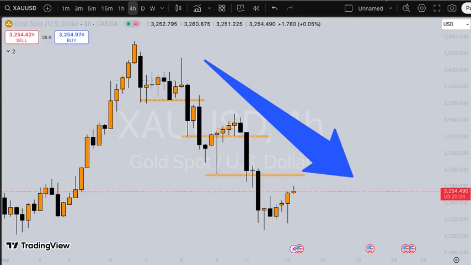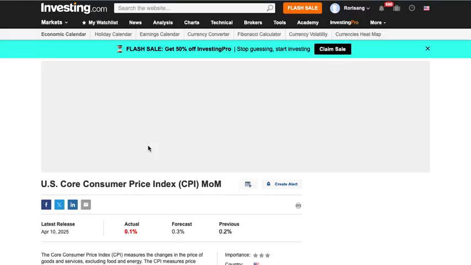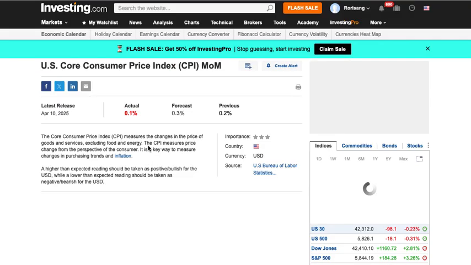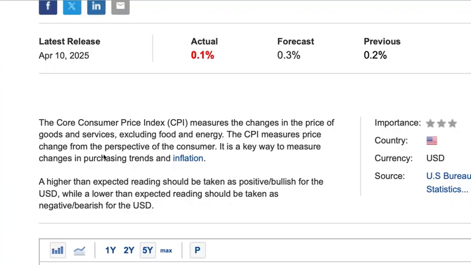Let's continue. Speaking of CPI, we have core CPI. Let's look at the forecast. We focus on the forecast and the previous. Our forecast on core CPI is more than the previous. What is core CPI? Let's enter here so that we can know what they mean by core CPI. We're going to have to read here to understand it.